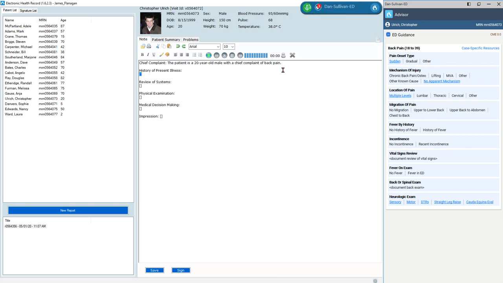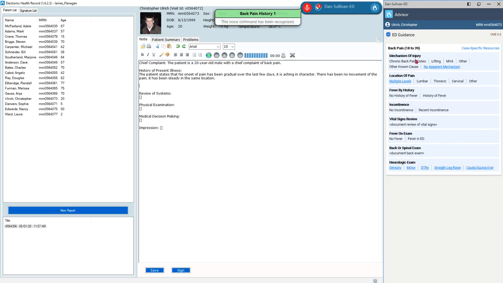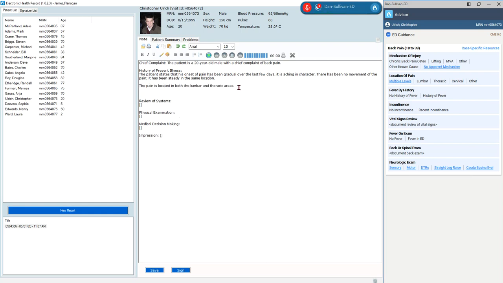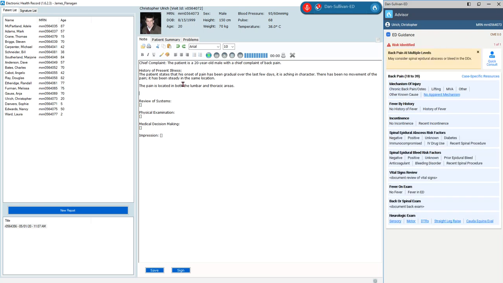Back pain history 1. Onset's gradual, that's typical. That will retire. There's no movement or migration, so that just retired. Let's give the patient something a little unusual. The pain is located in both the lumbar and thoracic areas, period, new paragraph. That's location, so that will retire. But the algorithm will now recognize the presence of 2 levels of pain and will suggest consideration of a spinal epidural process in the differential diagnosis. It will also add conditional guidance, risk factors for the possibility of spinal epidural abscess and bleed.